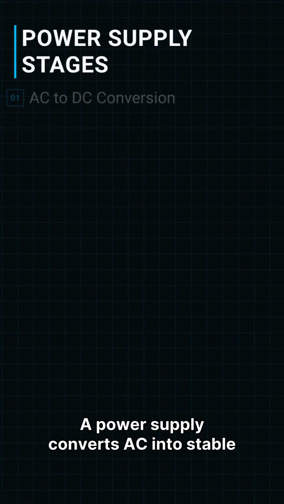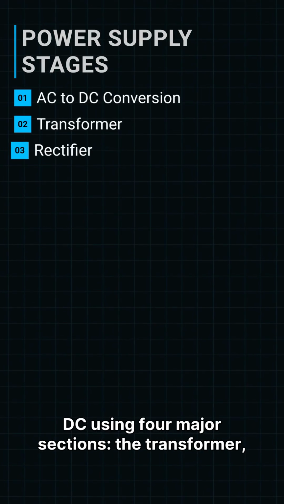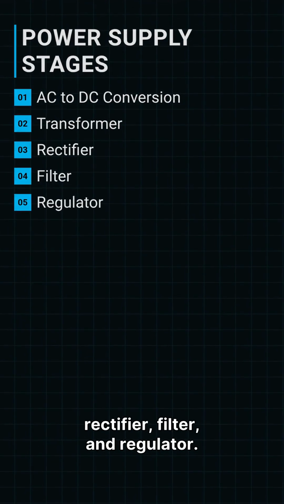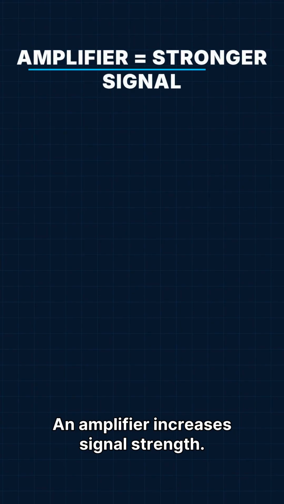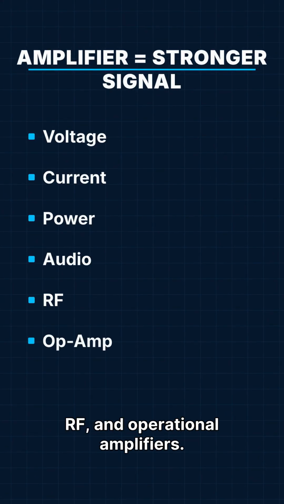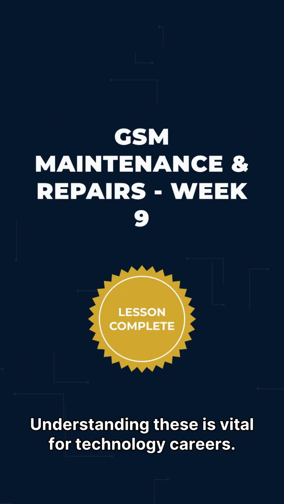Let's review. A power supply converts AC into stable DC using four major sections: the transformer, rectifier, filter, and regulator. An amplifier increases signal strength. Common types include voltage, current, power, audio, RF, and operational amplifiers. Understanding these is vital for technology careers.